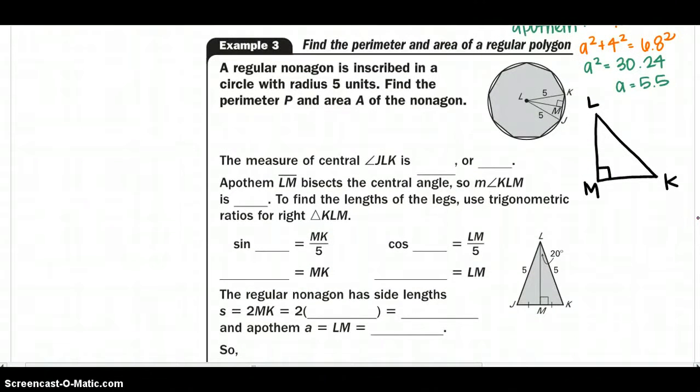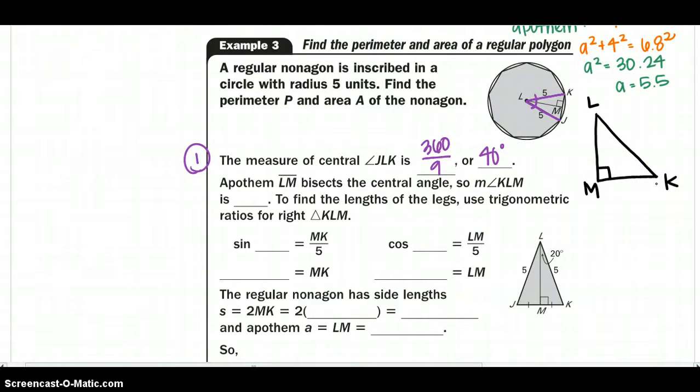A regular nonagon is inscribed in a circle with a radius of 5 units. Find the perimeter and area of the nonagon. Alright, our first step, like we talked about before, is finding that central angle. So we know that KLJ is going to be our central angle. We find that by saying 360 divided by the number of sides, which is 9. So your central angle will be 40 degrees.